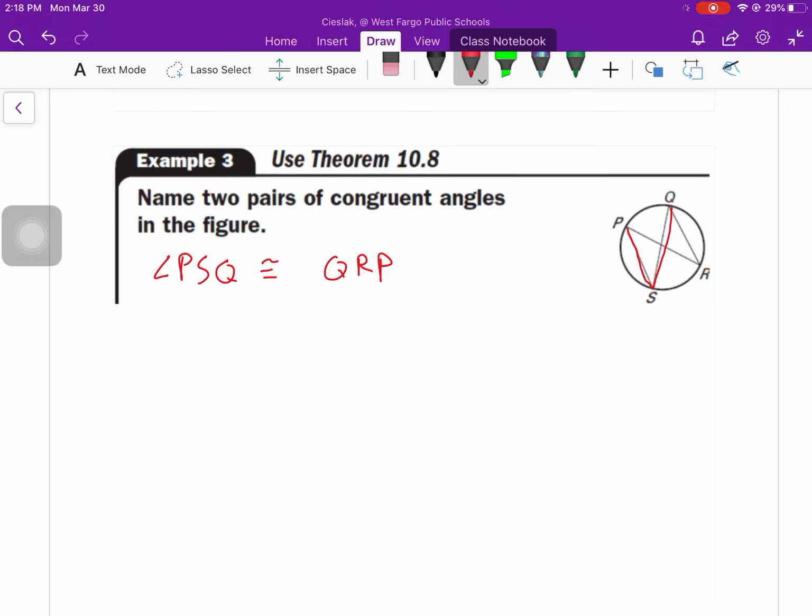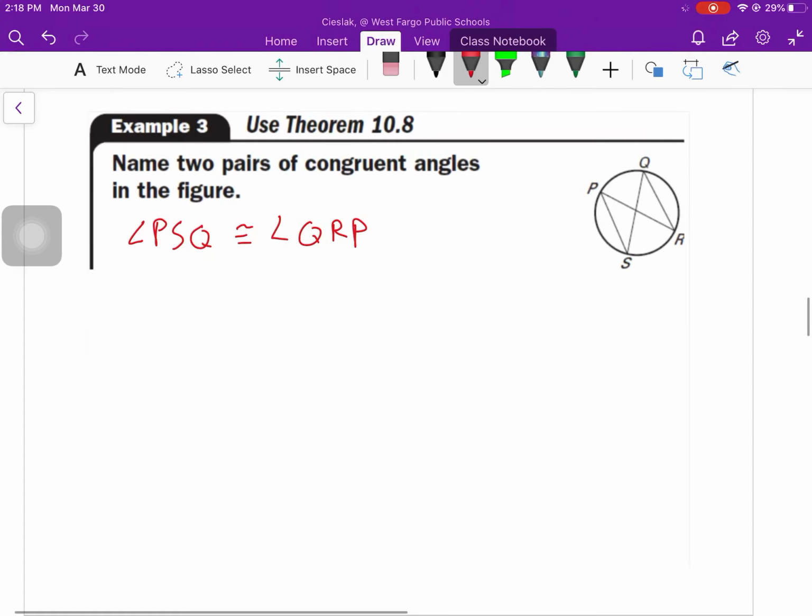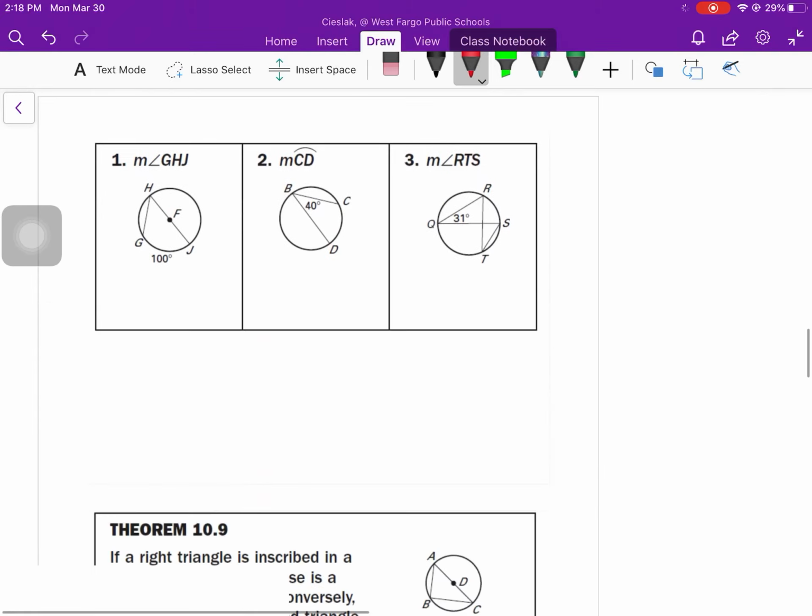Okay, so PSQ and QRP, notice that they are both intercepting the same arc, so those ones would be congruent. We could do a couple of different ones. I could go angle, I forgot my angle symbol there, angle SQR and angle SPR. Does that work? SPR and SQR. Yep, so there we have it. You could name a couple more, but just as to do 2 pairs there.